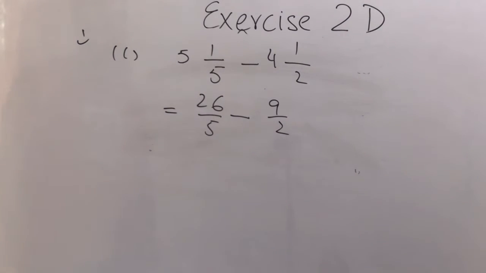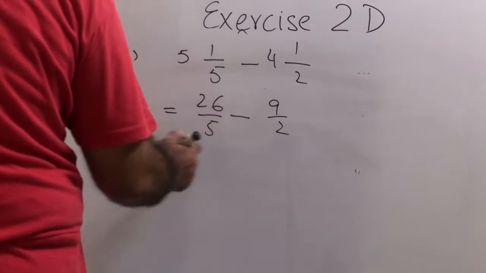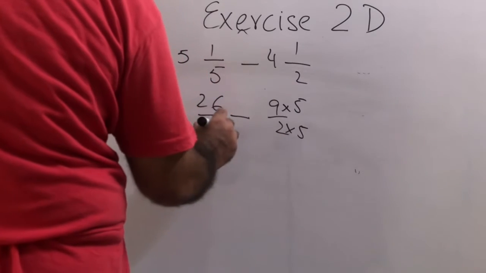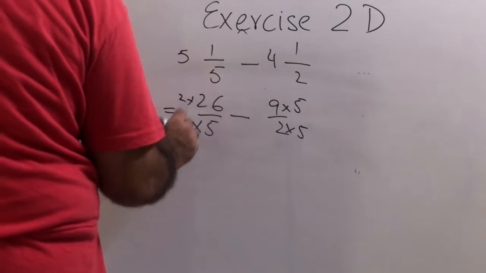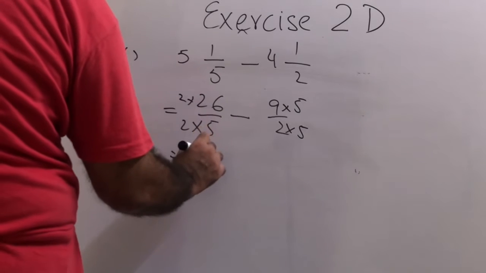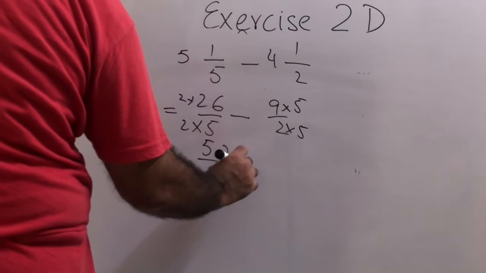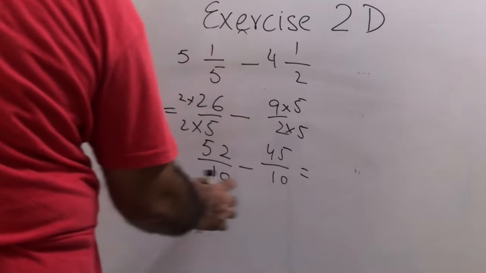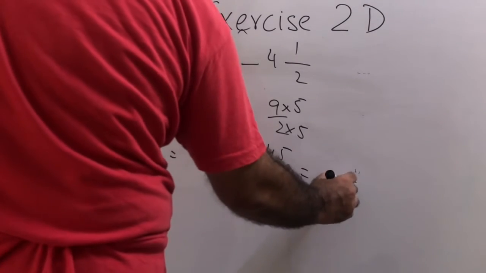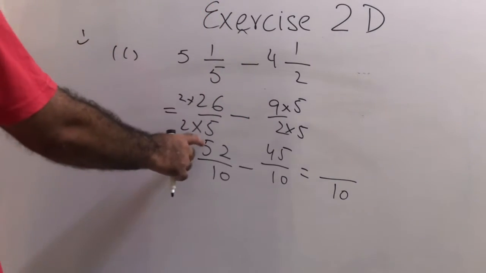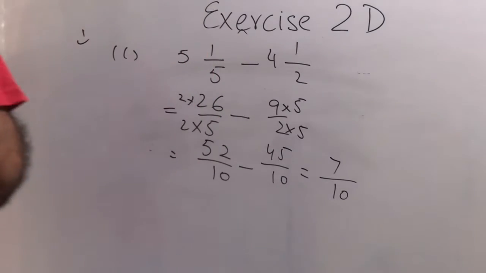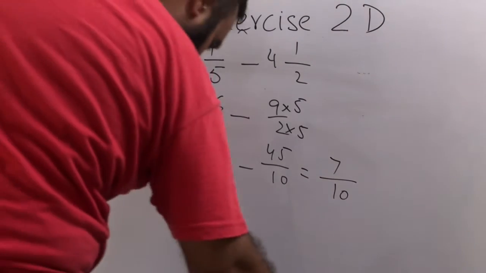This is subtraction of fractions. Here we will try to make the denominators similar. If we multiply this with 5, this also with 5, this with 2, this with 2, we get 26 2s are 52 over 10 minus 9 5s are 45 over 5 2s are 10. We have the same denominators, so we will write the denominator one time. 52 minus 45, it becomes 7. So 7 over 10 is the answer for part C.